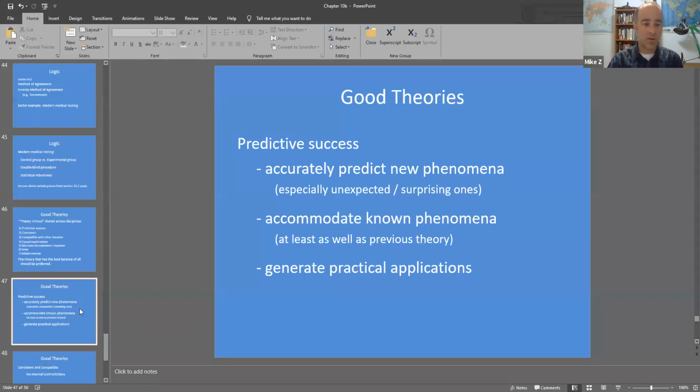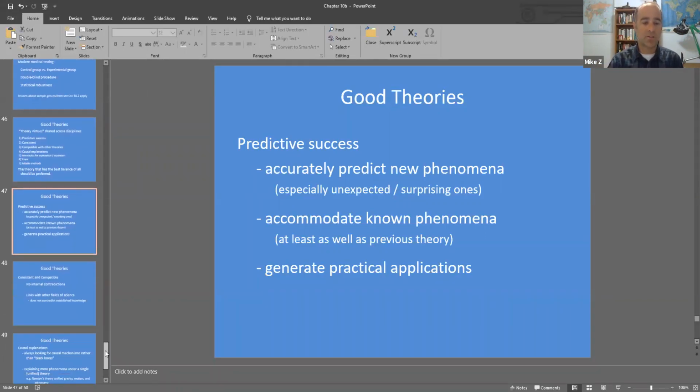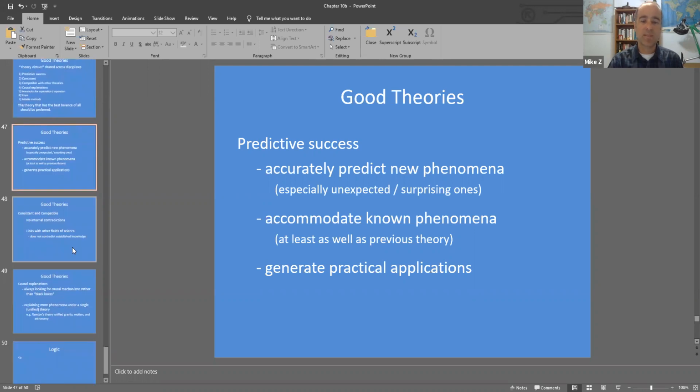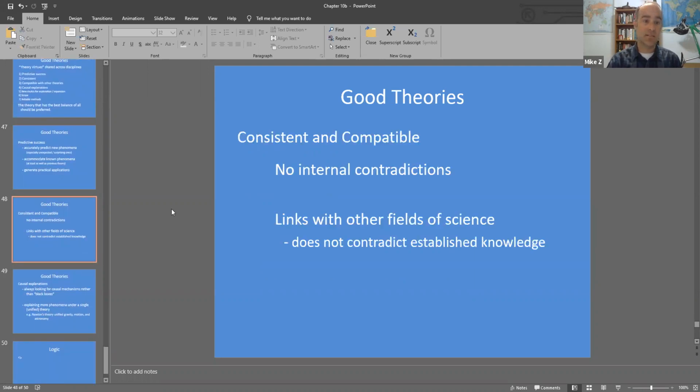So it might also want to give us some practical applications, maybe some new technology or something. So overlapping with that predictive success are these two. I'm going to put them together here. The new theory, or any theory or hypothesis somebody comes up with, has got to be consistent and compatible. That is, it's got to be internally consistent. It can't have any internal contradictions. If it does, then that's a good reason for being very skeptical about it in the first place.